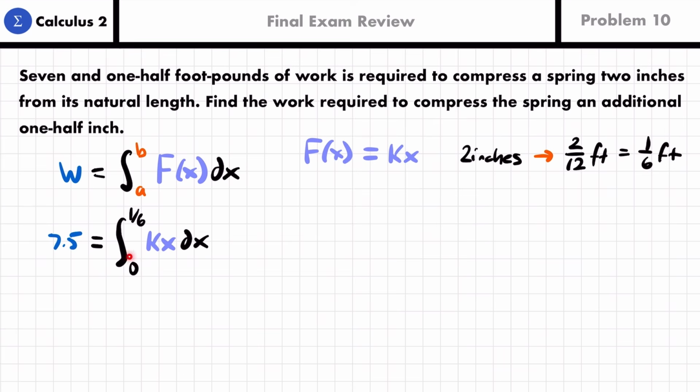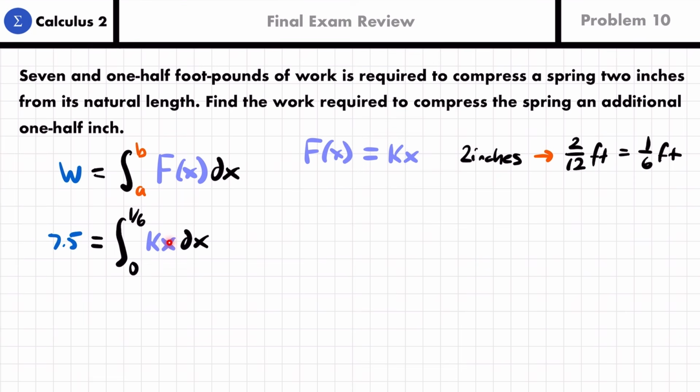We can integrate this expression, even though we don't know what k is. It's just a constant, right? It's just the spring constant for this scenario. So we can still integrate this expression. And then once we do integrate it, we should be able to solve for k, since we know the amount of work for this scenario.